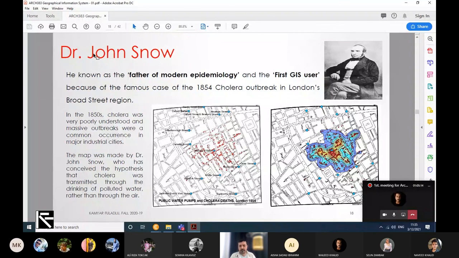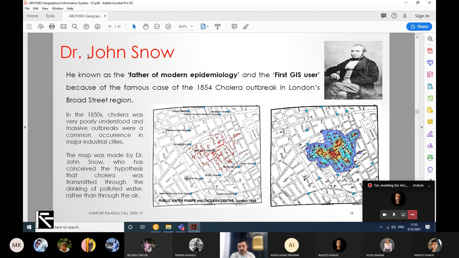This man proved that cholera comes from the water, not from the air. It is distributed through drinking polluted water and not through the air. And what was this man's hypothesis? He had, let's say, a London map.